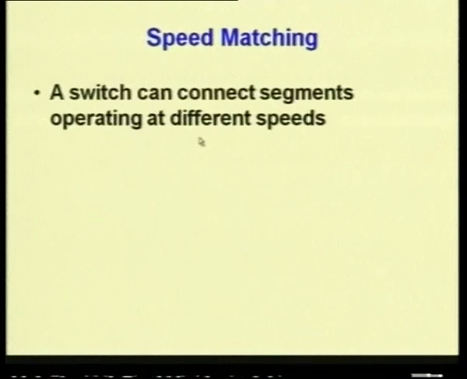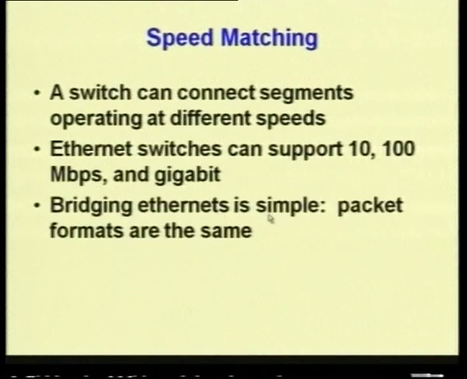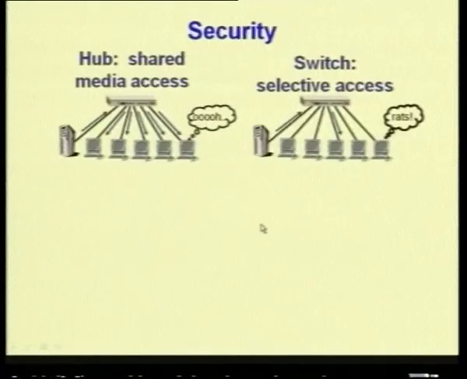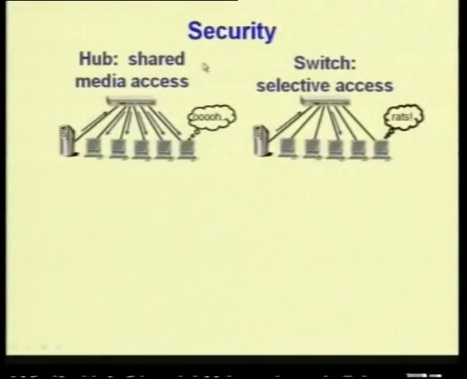Okay. So a switch can connect segments operating at different speeds, and Ethernet switches can support 10 Mbps, 100 Mbps and gigabit switches. Now bridging Ethernet is simple because the packet formats are the same, so that makes it easier. Another use of bridges is for providing security. Okay, so let's look at what happens here.